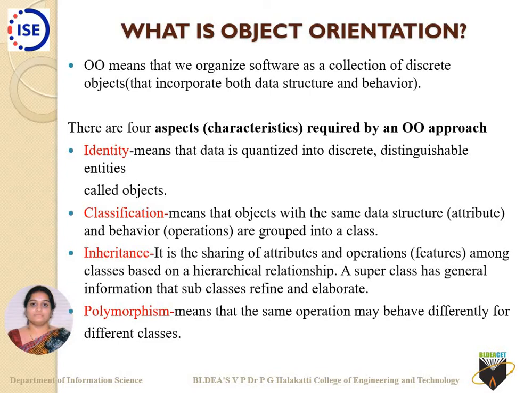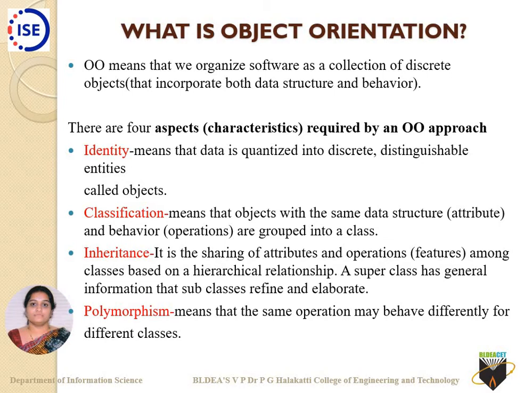Okay, there are 4 characteristics which are required for any object oriented approach. So what are those 4 characteristics? One is identity, the second one is classification, the third one is inheritance, and the fourth one is polymorphism.